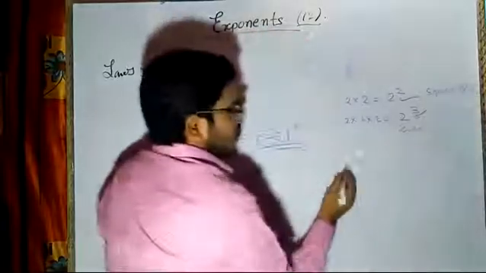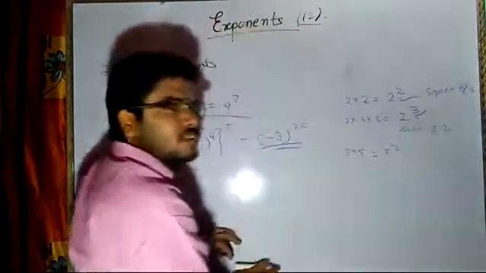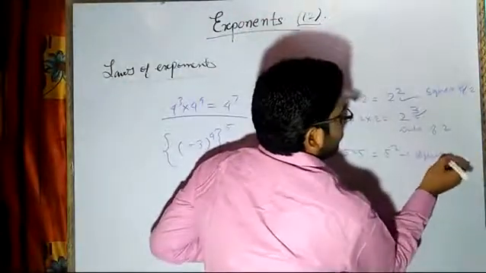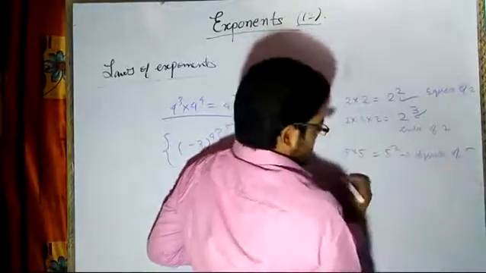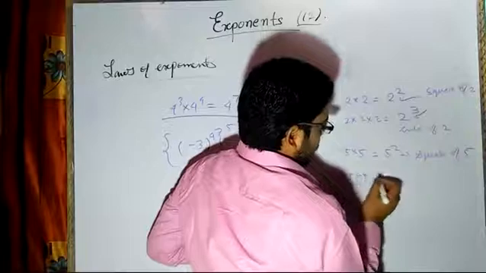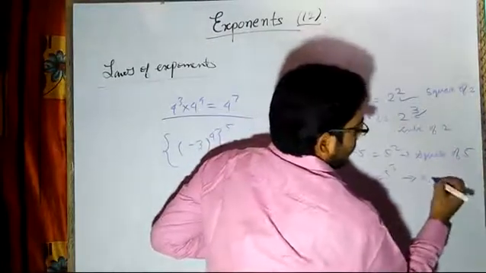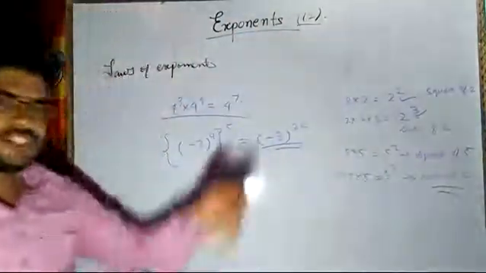Now if I have 5 into 5, then it will be written as 5 square. So this is also called the square of 5. The base we will write that side. If I write 5 into 5 into 5, this will be 5 raised power 3. This is called the cube of 5. So this is what is in the next exercise.